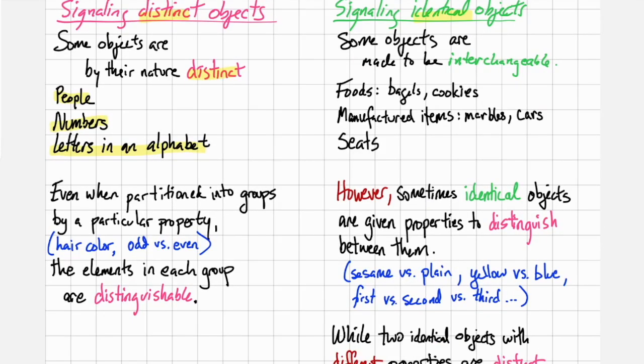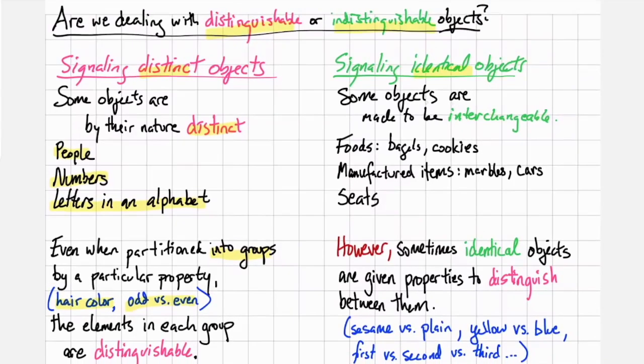Even if you take this set of distinct objects and you partition it into groups by some property, for example, hair color, we still expect the elements in each of those two groups to be distinguishable from one another and between groups. On the other hand, some objects are made to be interchangeable. You go to the store and you order one bagel, they could take any bagel out of the bin and it's considered to be the same bagel.